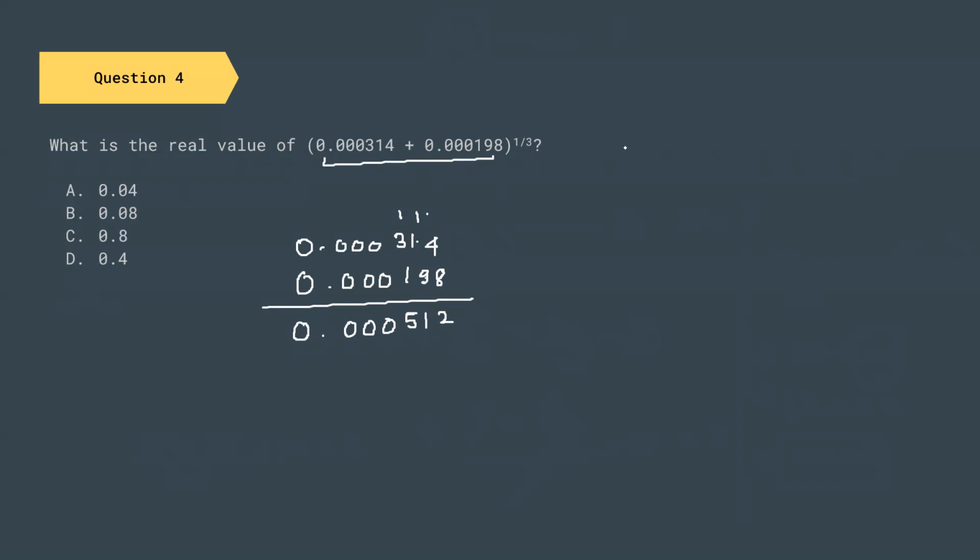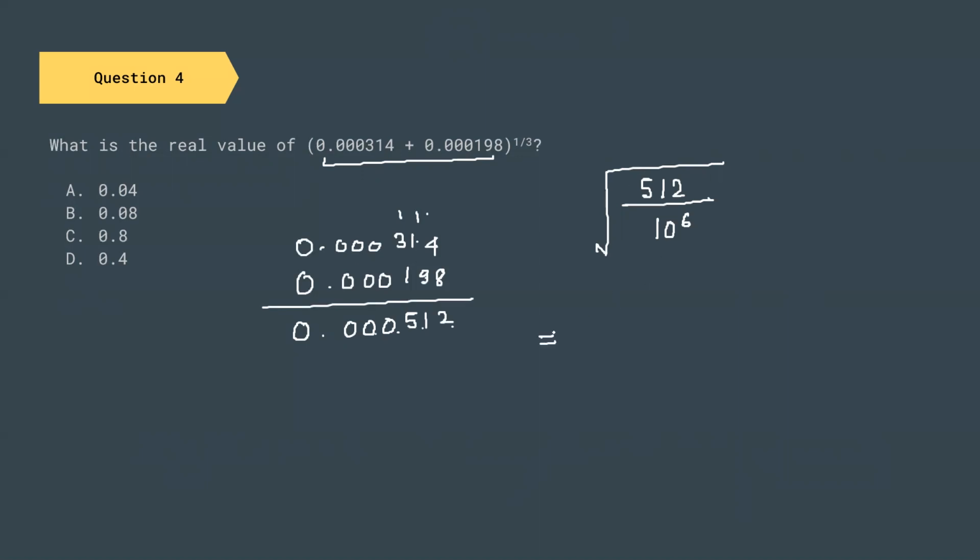Once I have added these two numbers, let us write this number like this. We have 512, and in the denominator we know that we are 6 places behind, so it will be 10 to the power 6, and we have to find the cube root of this number. So now the question becomes very easy.